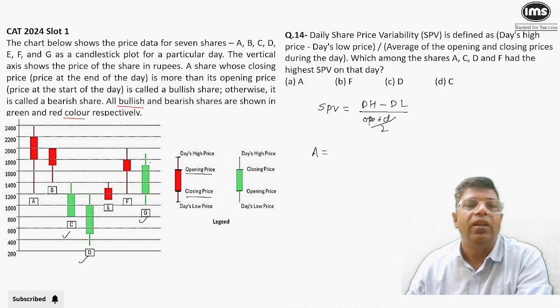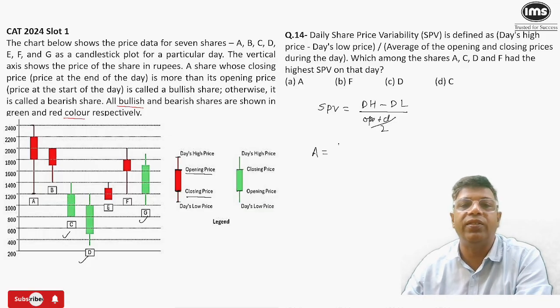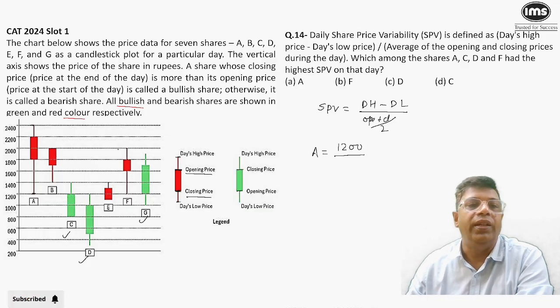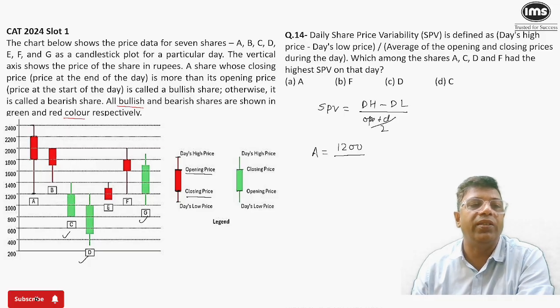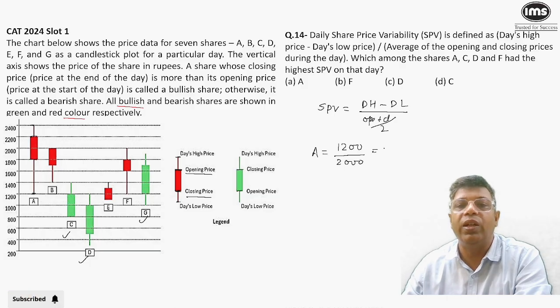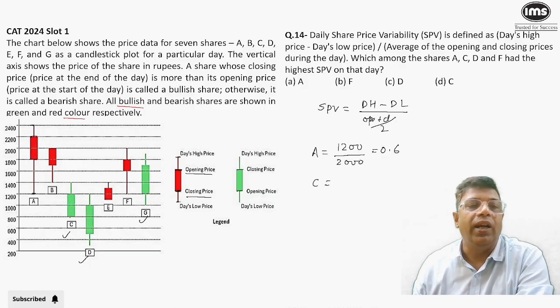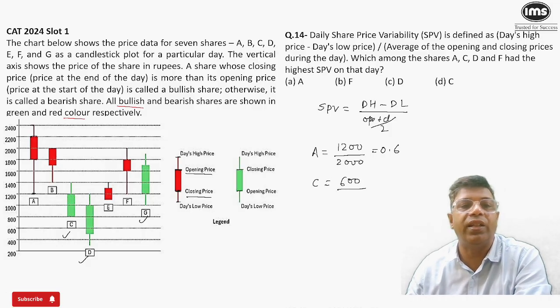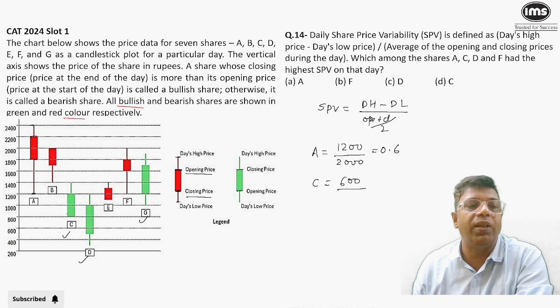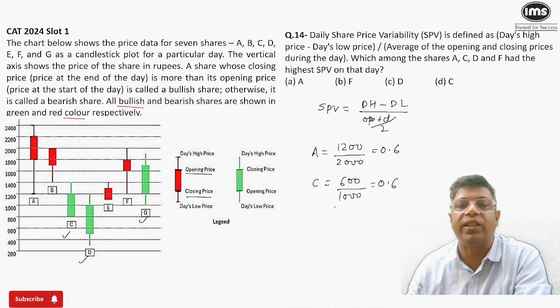Let's calculate for A. A's day high is 2400, day low is 1200, which means the difference, the numerator, becomes 1200. The denominator is the average of opening and closing price. So you can say 2200 plus 1800, that is 4000, divided by 2. So the average will become 2000. So this value will become 0.6. Now let's calculate for C. For C, I think the highest price is 1400, lowest is 800. So the difference is 600 and the average price will become 1200 plus 800, that is 2000, divided by 2, 1000. So again the SPV of C is 0.6.